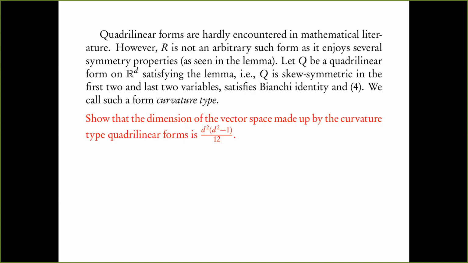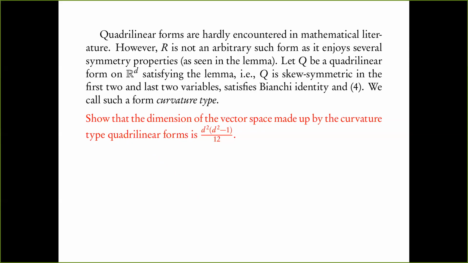So what about d equal to 2? What do you get here? You get 4, which is d squared, into 3, which is d squared minus 1. So 12 by 12, that is 1, correct? So it's saying that for quadrilinear forms on R2, there's a one dimension worth of such things.